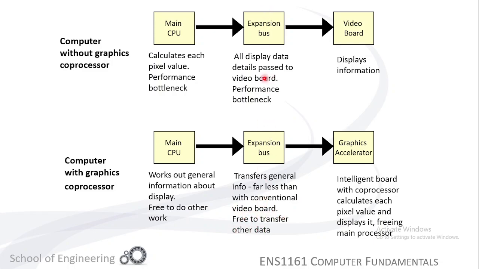This is the expansion buses. The last one is the different one. Video board displays information, graphics accelerator, an intelligent board that coprocessor calculates each pixel value and displays it, freeing the main processor. These are two different things.